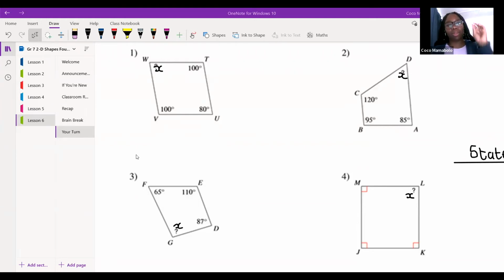We were doing numbers 1, 2, 3, and 4, but we've kind of run out of time. So if you can't do them all, you can do them with me as I do them. You guys are amazing.